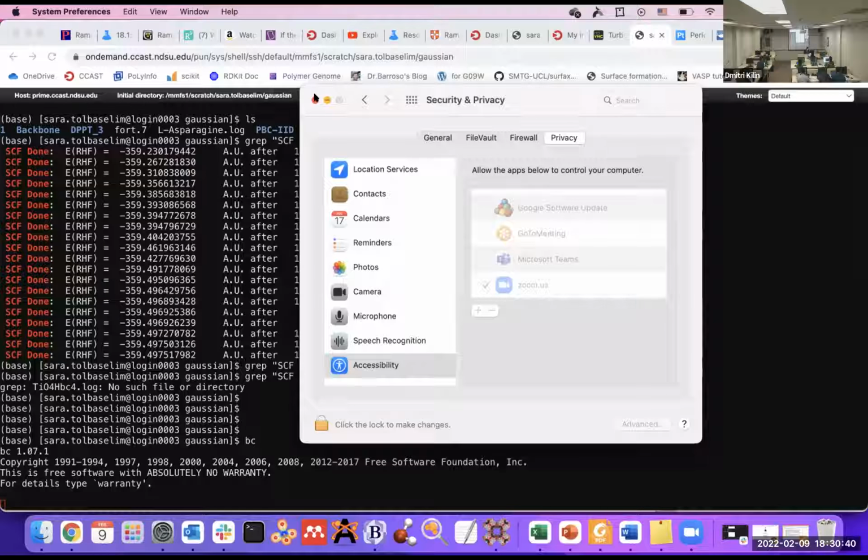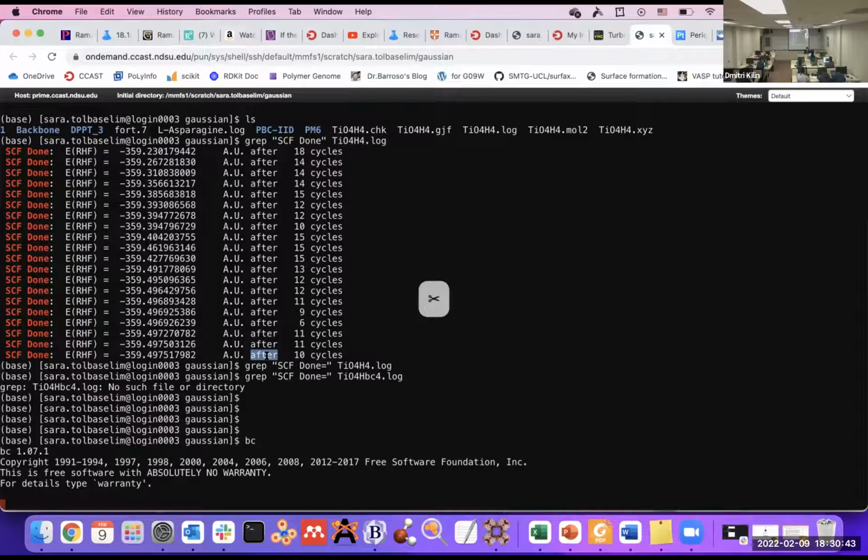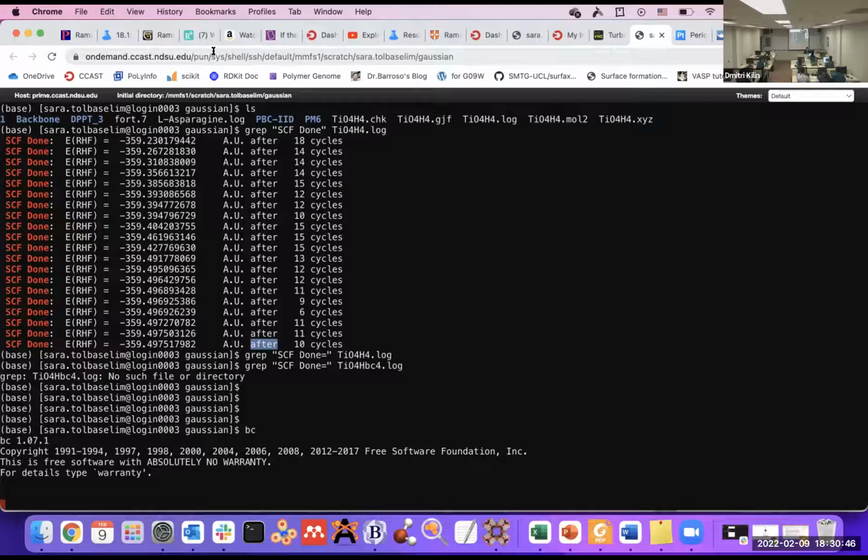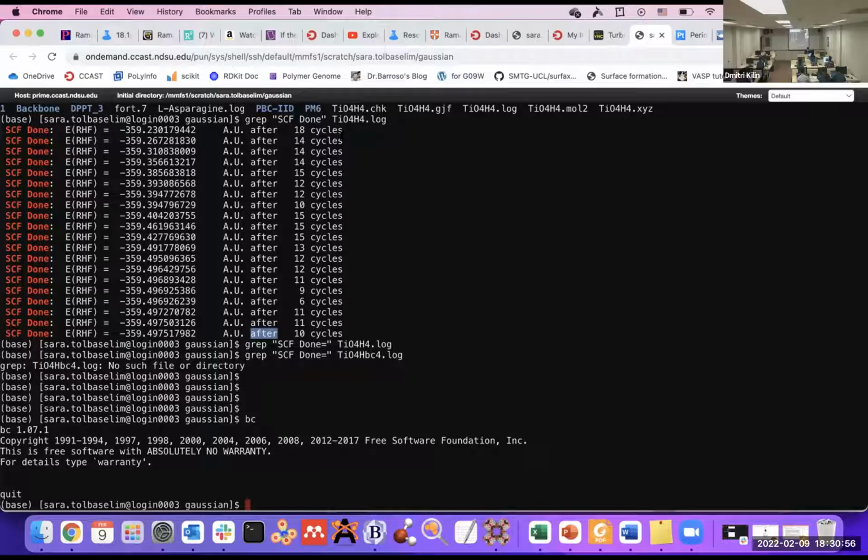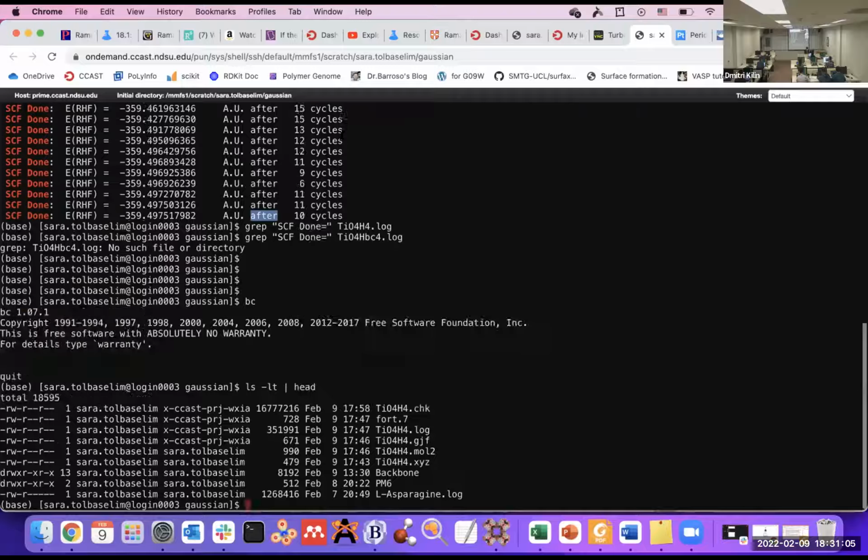And now let me check. Okay, so you did BC, but you didn't look for it. Type ls -lt. So you do have this titanium 4H4 log, which probably should contain the information that we need. So more, and then titanium or.